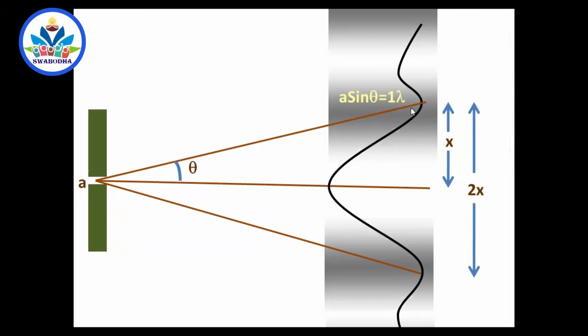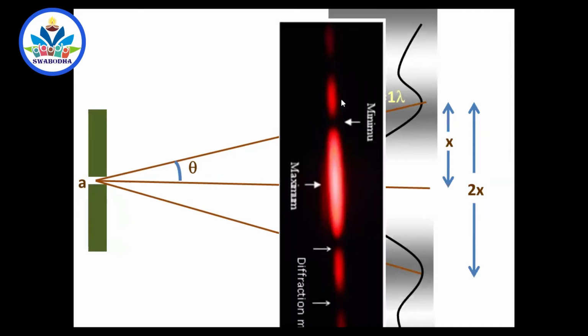when you are showing your place in your house, you have to go to the compound of the other house, right? So you have to reach up to the compound of your neighbor's house. Till there you have your place. So you have to go up to the dark fringe. So A sin theta equal to first dark fringe lambda, that condition you have to apply. And it looks like this actually, correct?